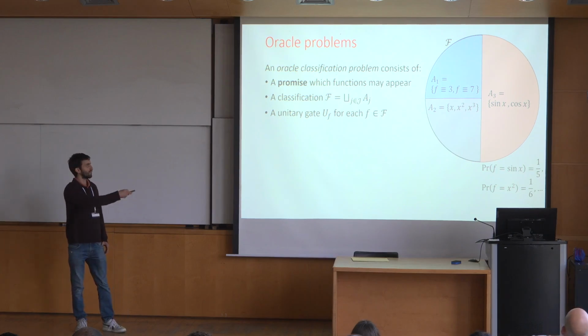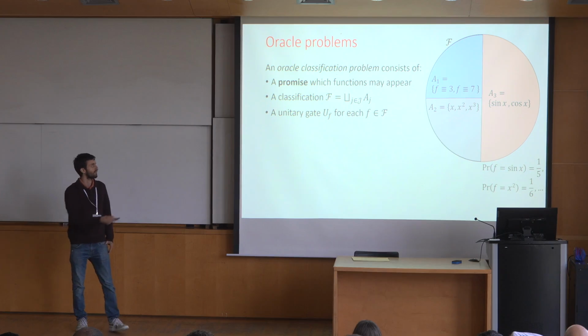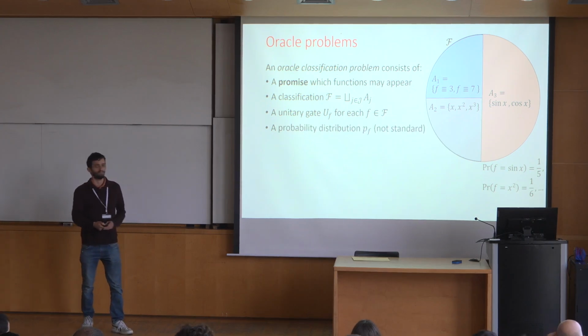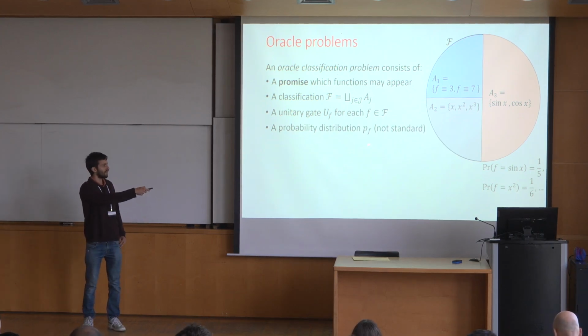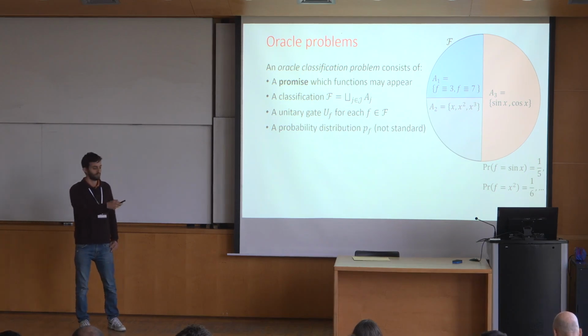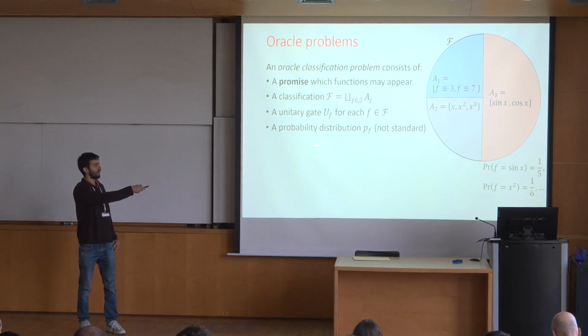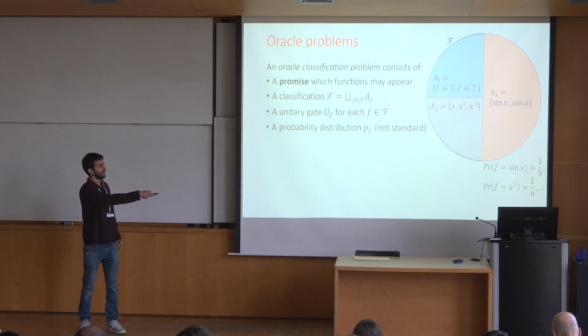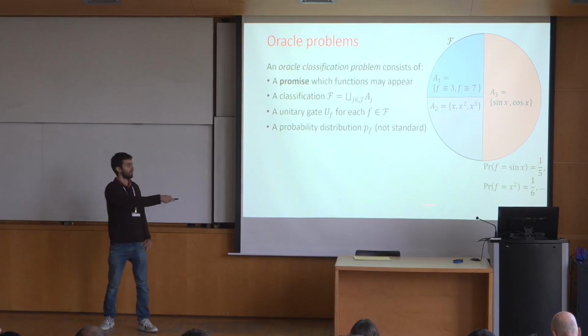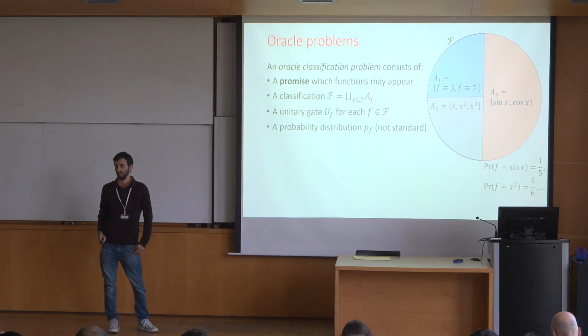So we have a unitary gate U_f for each f, so it could be the shift oracle or maybe another type of unitary. And this is not very standard, but here we also assume that we have some probability distribution defined on the set of allowed oracles. So let's say, for example, maybe sine x can appear with probability 1 over 5, and x squared with probability 1 over 6, and so on.